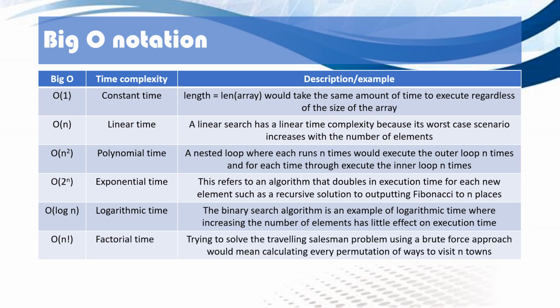Trying to solve the travelling salesman problem using a brute force approach would mean calculating every permutation of ways to visit n towns. You will need to be able to describe big O time complexities and identify the big O time complexity of a given algorithm.